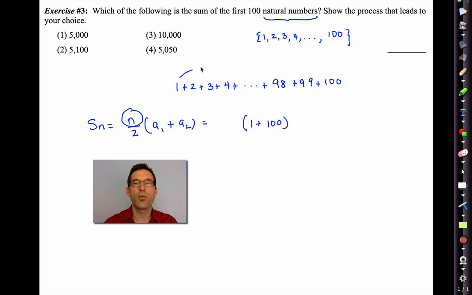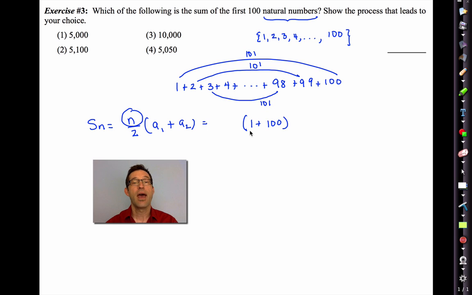And again, keep in mind that what that sum is, is simply what each one of these pairs would add up to. Each one of these is going to add up to 101. How many pairs are there? Well, there's 100 total numbers, and so we must end up with 50 pairs. Each one of them having a sum of 101, and when I work all that out, it comes out to 5,050.